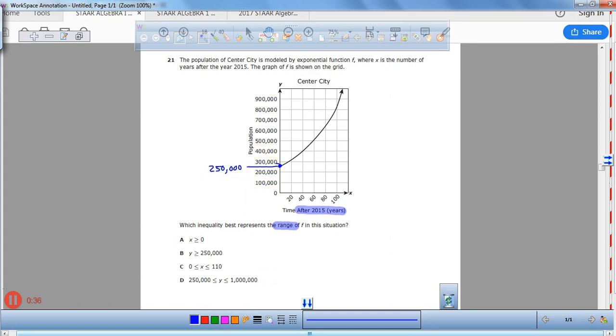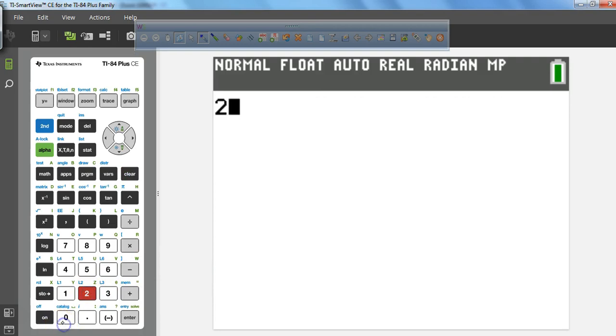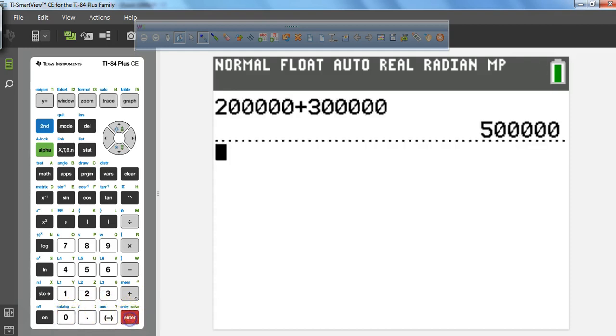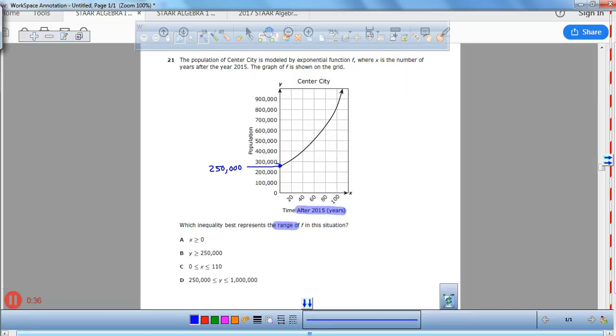Now, if you didn't know that, you could take 200,000, and add 300,000. Okay, and then take that answer and divide it by 2. And that gives you the 250,000. So that's basically where the range starts.